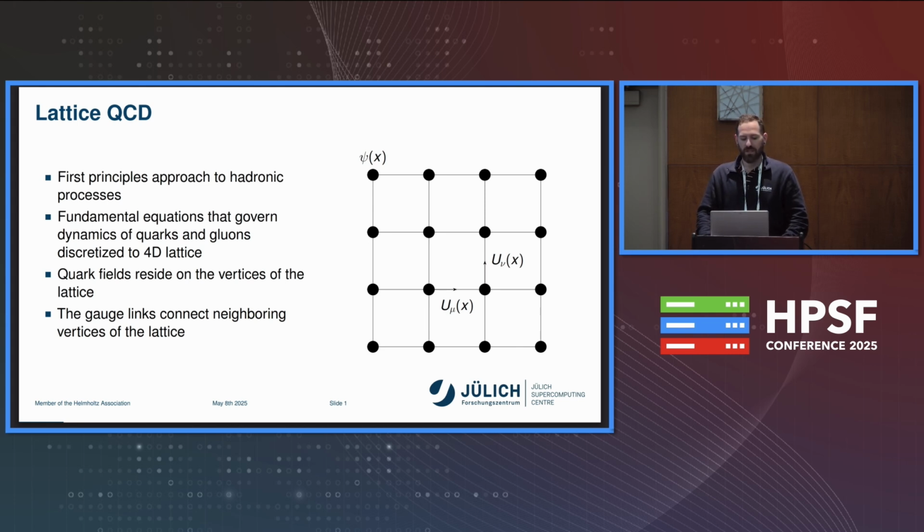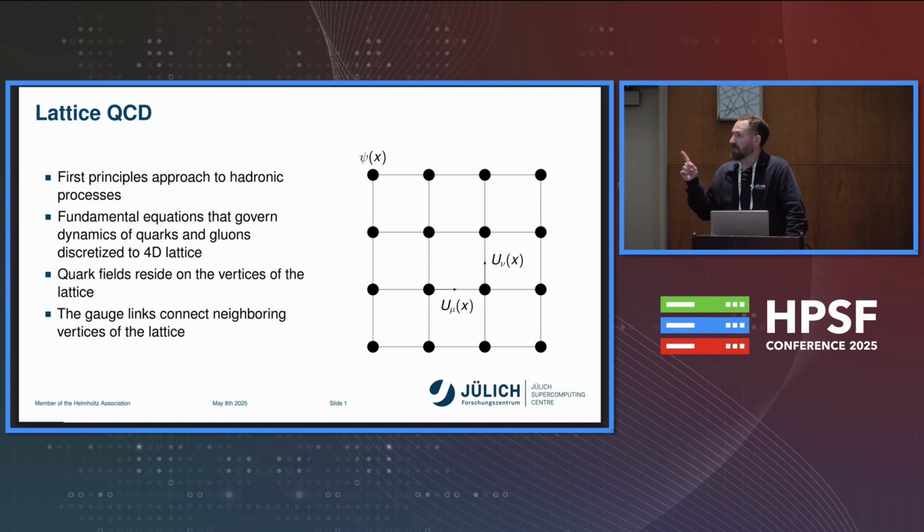So what happens in Lattice QCD is we take the fundamental equations that govern the dynamics of quarks and gluons, and we discretize them to a four-dimensional lattice. When we do so, the quark fields are going to reside on the vertices of our lattice, and the gauge links, which are the discretization of the background gluon gauge fields, connect the vertices of the lattice.